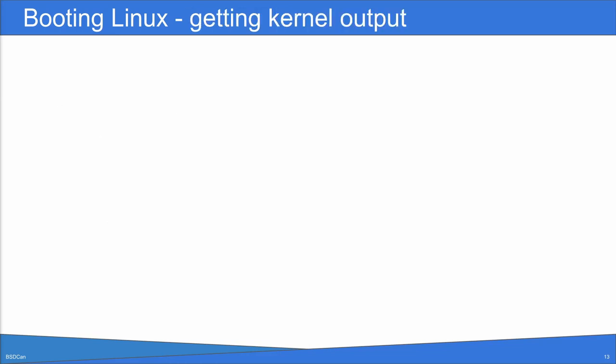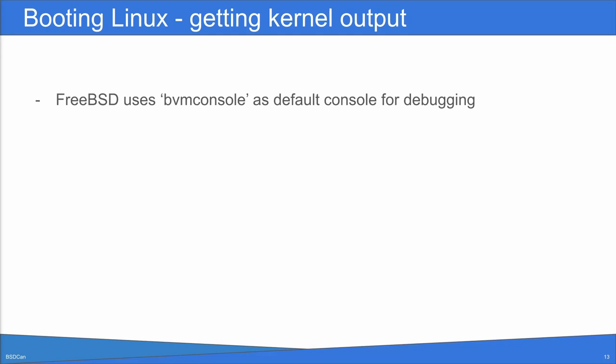In order to get the kernel output, FreeBSD uses the BVM console for debugging purposes. We have this implemented on ARMv7, but the Linux kernel does not have a similar console implemented by default. The BVM console is implemented as a special driver in the FreeBSD guest, and it reads and writes at address 0x1c09000. That is a UART port, but the interactive console functionality is specific to FreeBSD.